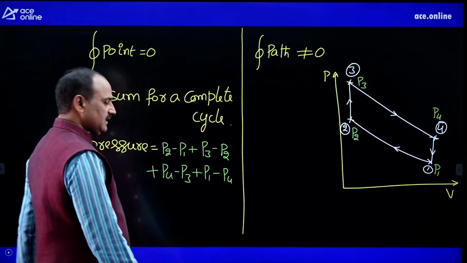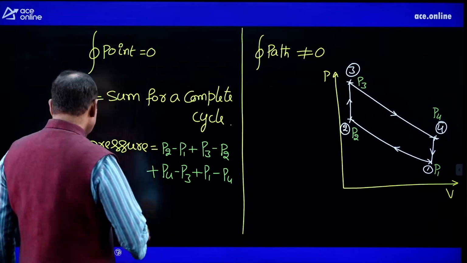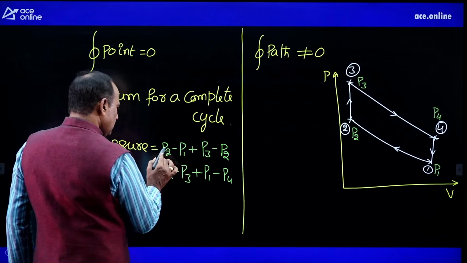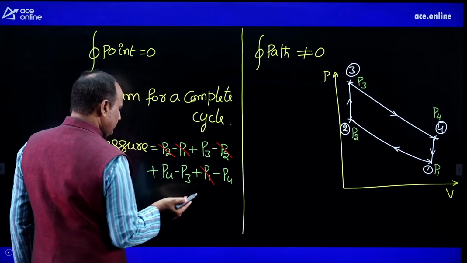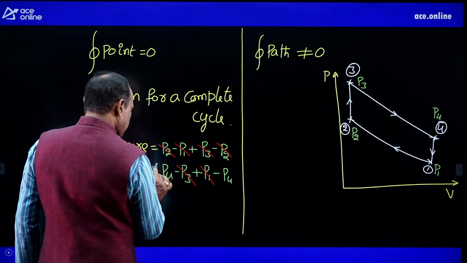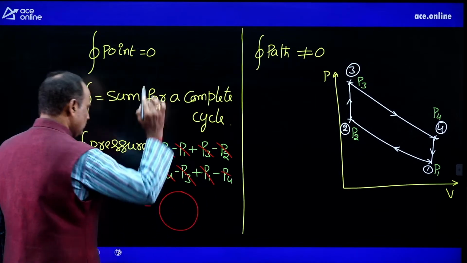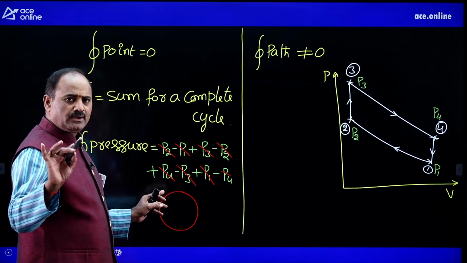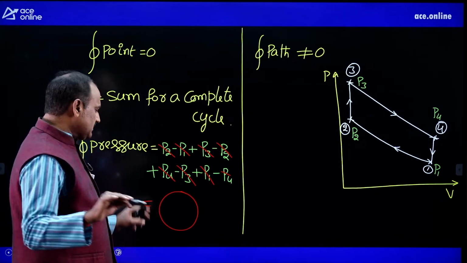That is the meaning of the cyclic integral of any point function quantity like pressure. Now look at the relation: plus P2 minus P2 cancel, minus P1 plus P1 cancel, plus P3 minus P3, plus P4 minus P4, is equal to 0. The cyclic integral of any point function quantity, which can also be called a state function quantity, is equal to 0.